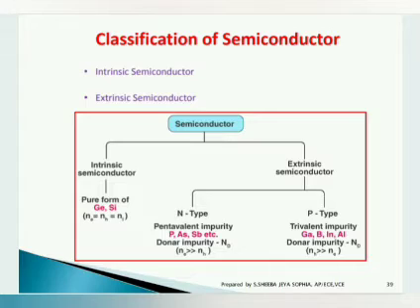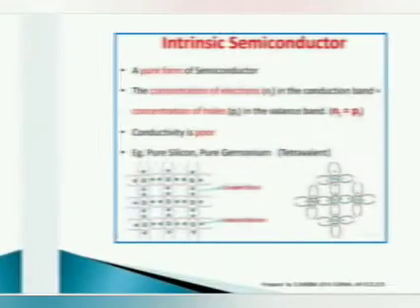And extrinsic semiconductor is, as I have mentioned, the semiconductor with some impurities, N-type and P-type. N-type is the pentavalent impurity and P-type is the adding process of trivalent impurity. You can see the detailed explanation of what is meant by this intrinsic and extrinsic semiconductor now.